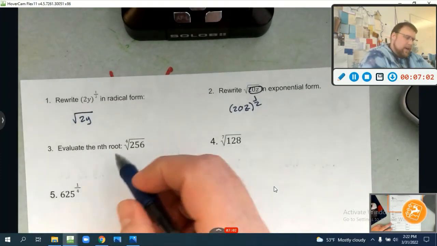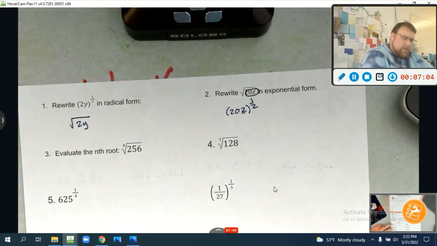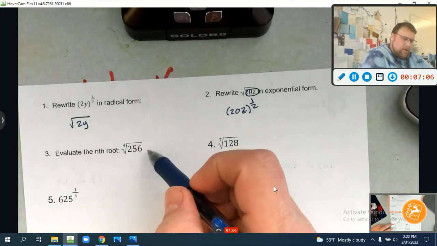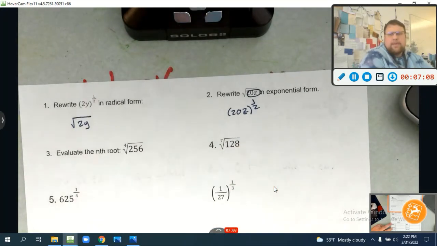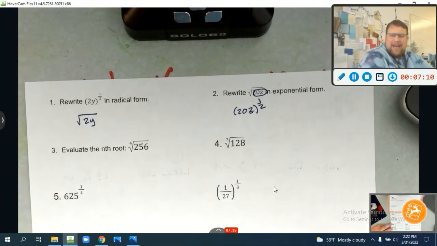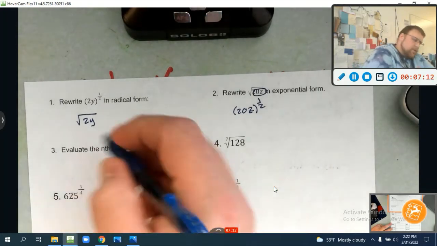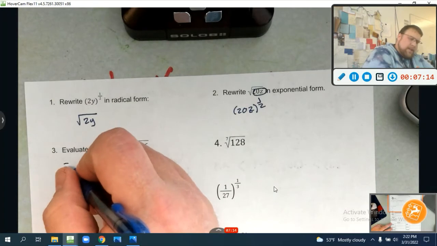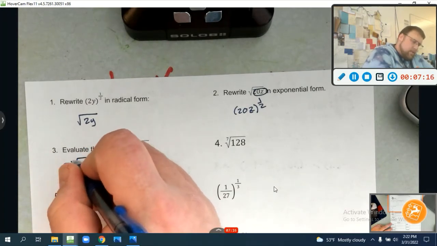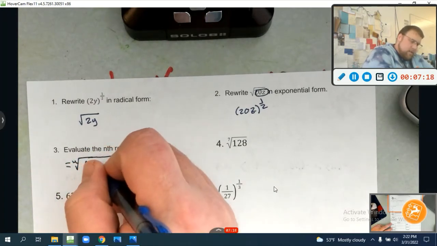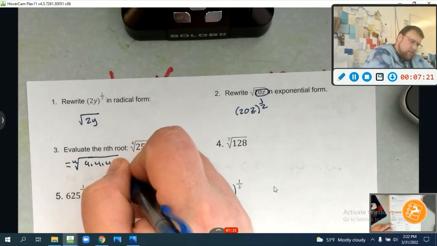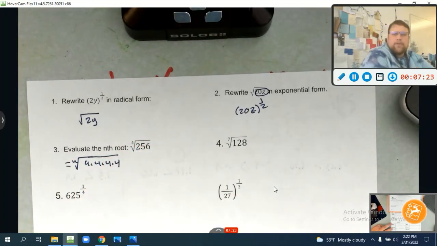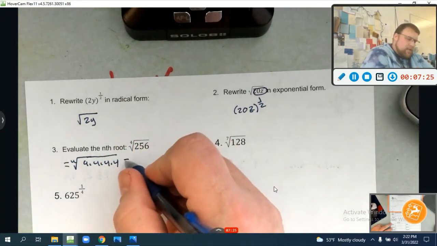Now let's evaluate the nth root. What does the nth root tell us? Well, it says the 4th root of 256. So I want to find what number times itself 4 times is 256. Well, it turns out 256 breaks down into 4 times 4 times 4 times 4. 4 times itself 4 times is 256. So that means the 4th root is 4.